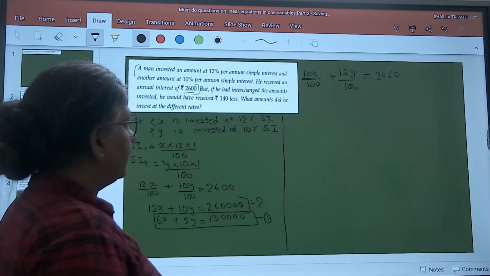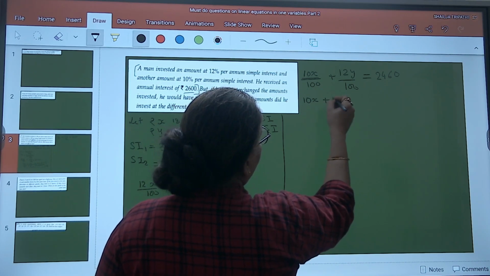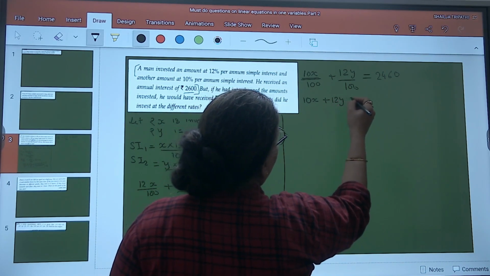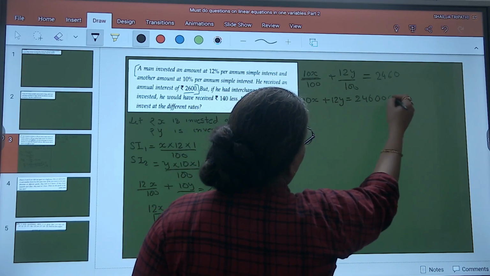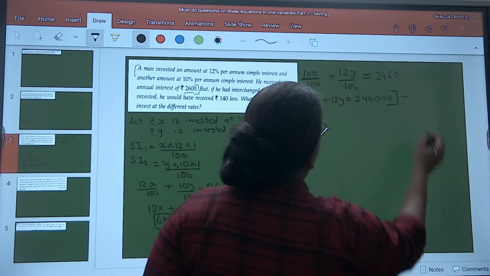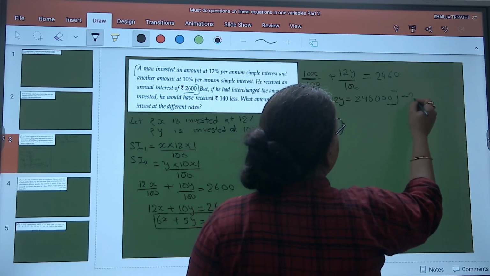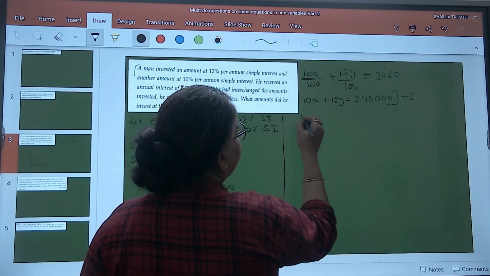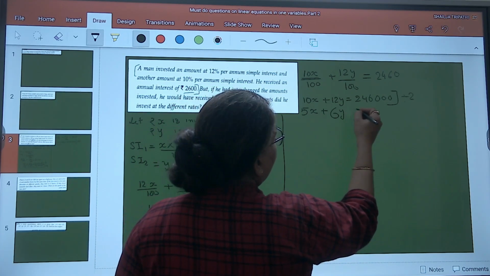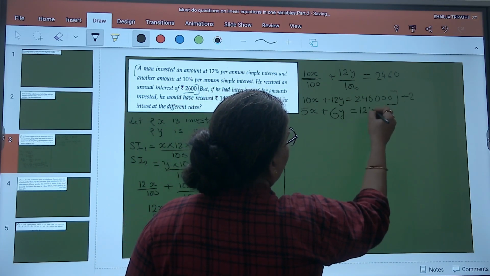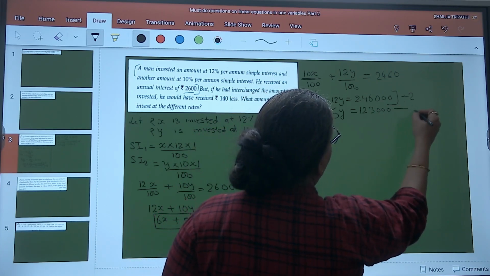Now let's solve this. So we get 10x plus 12y is equal to 246 followed by 3 zeros. Now divide the whole equation by 2 to simplify it. So we get 5x plus 6y is equal to 123 followed by 3 zeros. This is equation number 2 that we get.